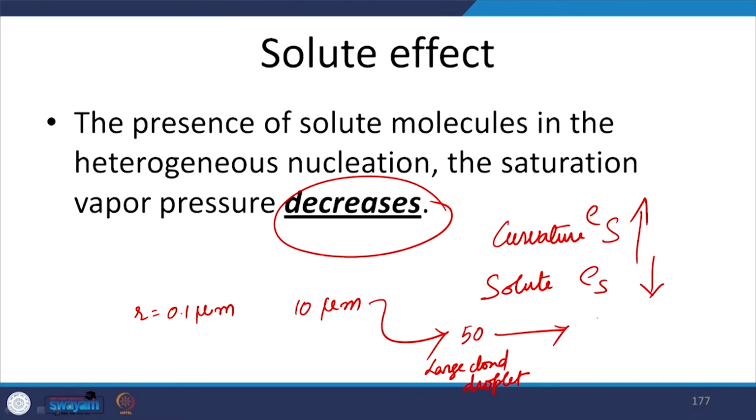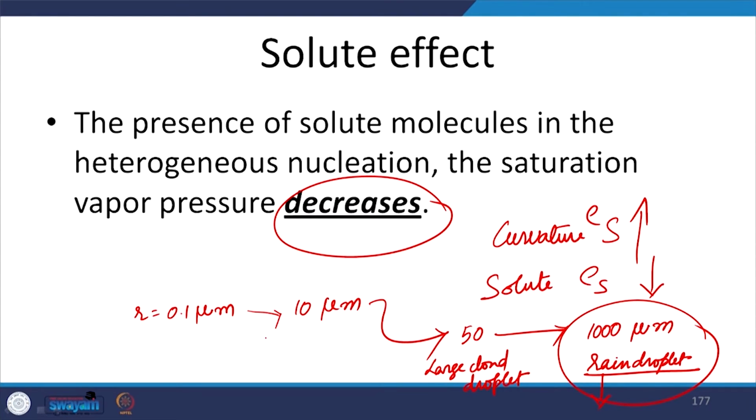and this has to further grow to sizes of let us say 1000 micrometers to be called a rain droplet. Once this process is complete, only then will you see what is called precipitation. This is when gravity kicks in and makes the rain droplet travel towards the surface, right. So this process, from 0.1 to 10 micrometers to 50 micrometers and 1000 micrometers, is the process which facilitates the precipitation, right.